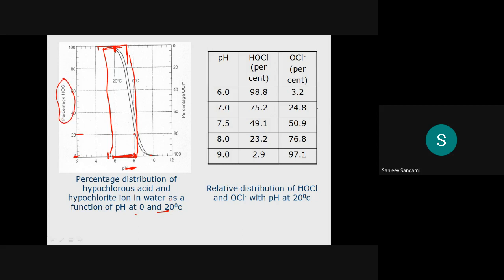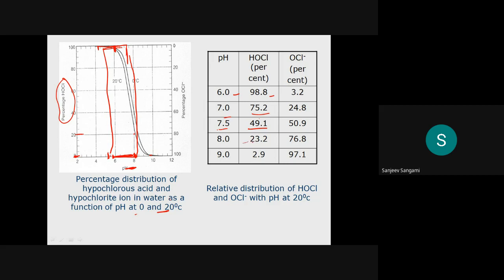At pH 6, the HOCl is 98.8, at pH 7 it is 75.2, and at 7.5 it is 49.1.